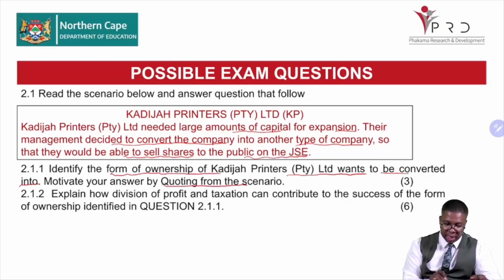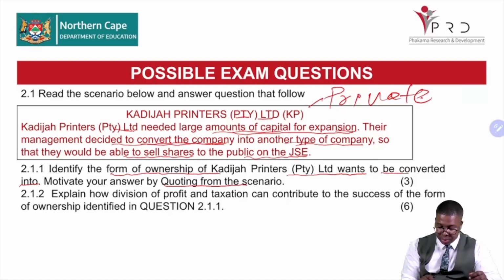So here they're saying Khadija Pty Ltd needs a large amount of capital for expansion. They want to grow, and the name of the company ends with Pty Ltd, we call it a private company. So their management decided to convert to another type of company so that they would be able to sell shares to the public on the JSE. So identify the company that they want to be converted into. This is the company that allows them to sell shares to the public. So the answer here is supposed to be public company.